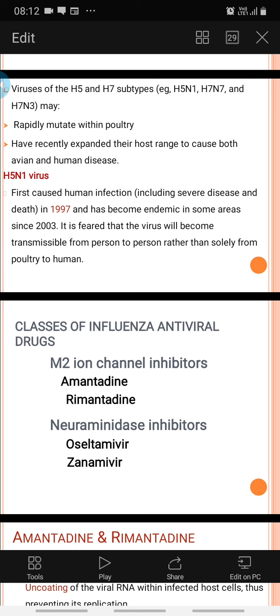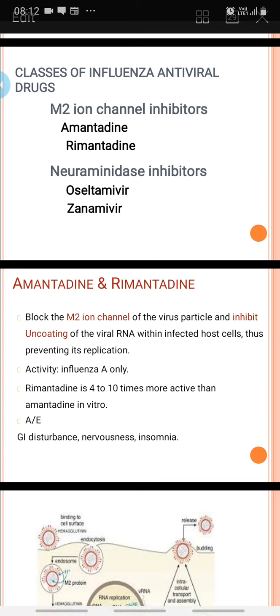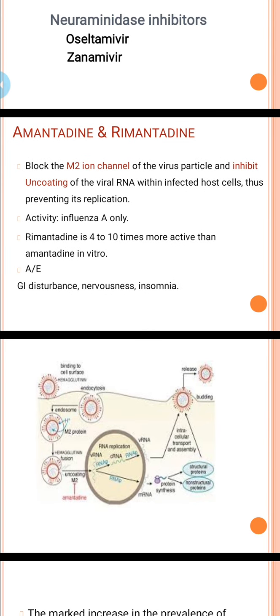So classes of the influenza antiviral drug, how we can inhibit the infection of the influenza so that it doesn't spread. There are M2 inhibitors, amantadine, rimantadine, and also neuraminidase inhibitors. M2 inhibitor blocks the entry of the virus, and neuraminidase inhibitor helps in the release of the mature viral particles. Amantadine, rimantadine, they block the M2 channel of the virus and inhibit the uncoating of the viral RNA within the infected host cell. Okay, so amantadine, rimantadine you have read in Parkinson's disease. It blocks the M2 channel of the virus particle, inhibits the uncoating of the viral RNA within infected host cell, thus prevents their replication.